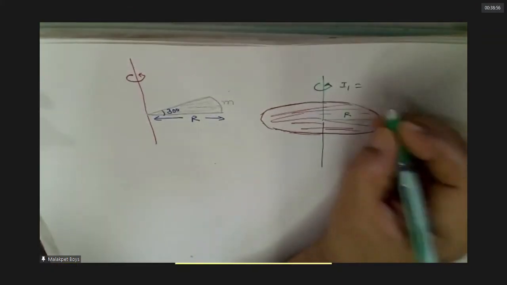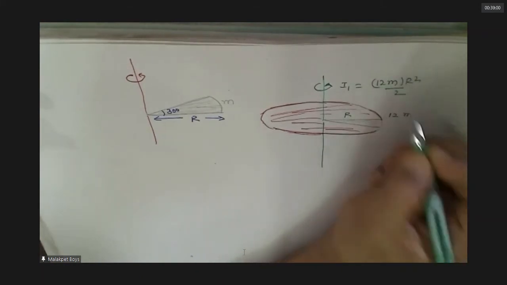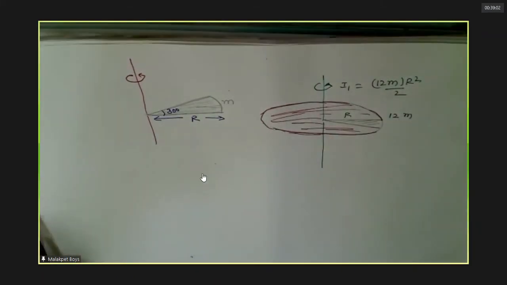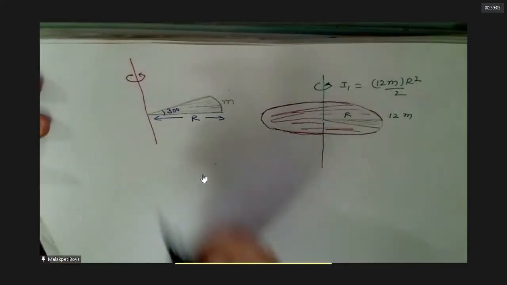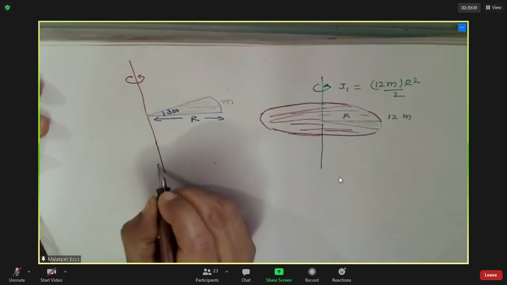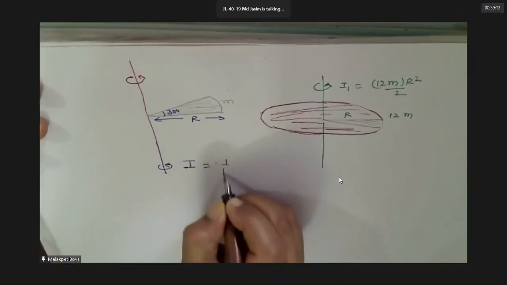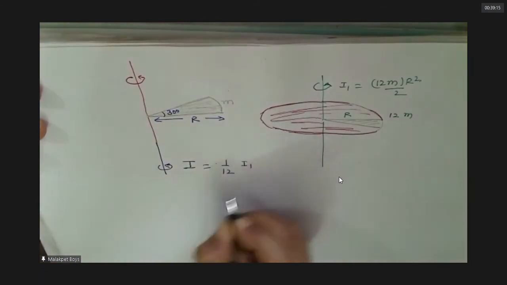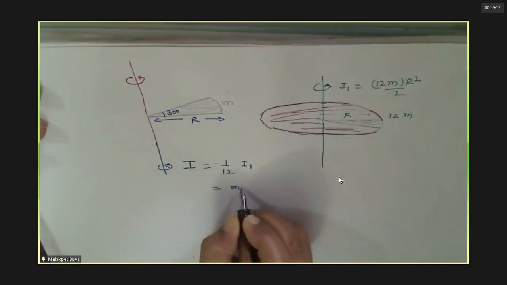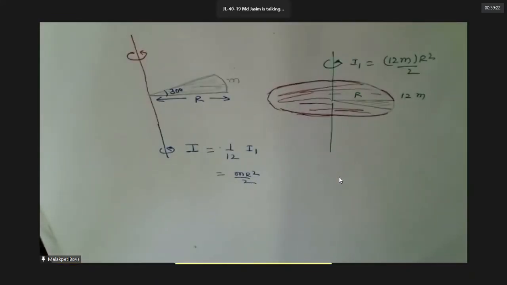Total mass 12m, so 12m R square by 2. Okay. Now I want to know about this one part. About this, what will you have here? 1/12 only, no? How much are you getting? Is the mass changing? No, sir.